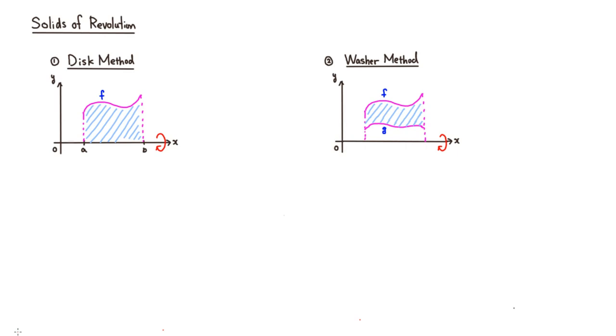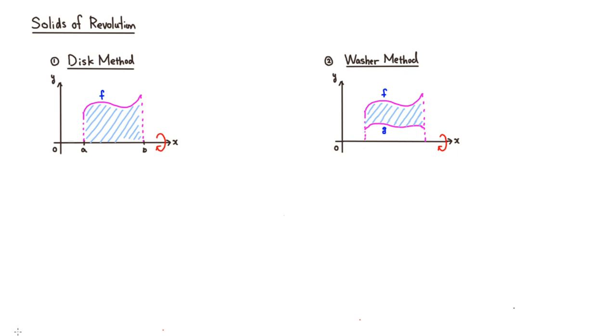Alright, let's look at the solids of revolution. I'm going to introduce a couple of methods to find the volume of a solid of revolution. The first one is the disk method, and the second one is the washer method. So let's look at the disk method.